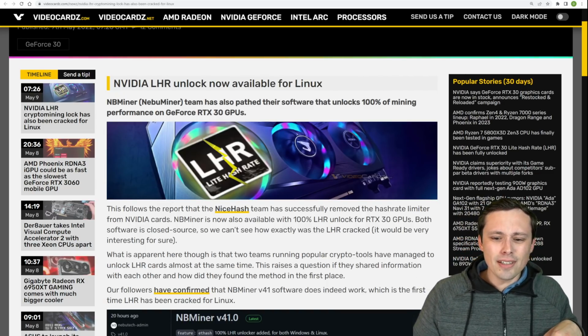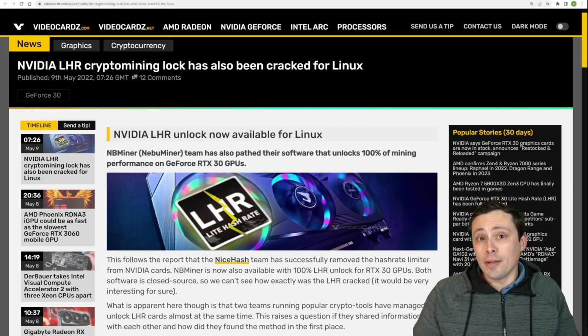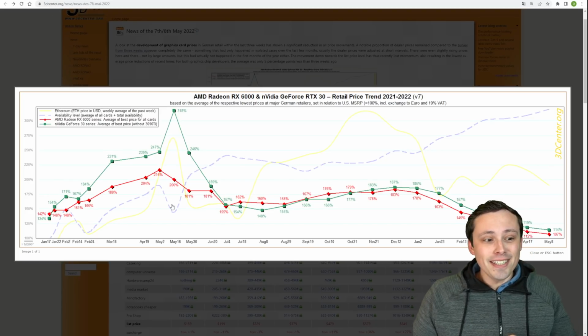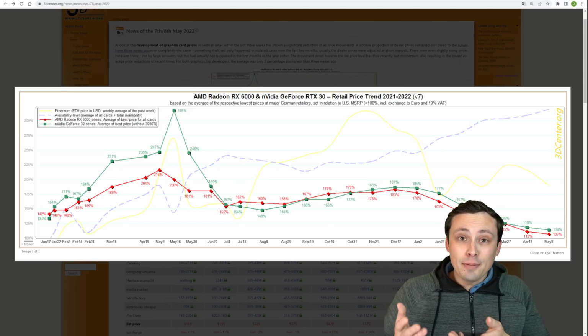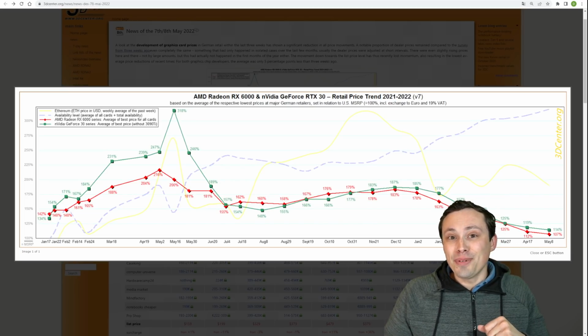Now, it seems a little bit weird to me that two different mining software teams have managed to crack the LHR at exactly the same time. Maybe they were working together or somehow shared information, so maybe it's not weird. But if you're more of the conspiracy mind, if NVIDIA sees their value going down on their cards, but wants to keep it up, maybe adding an extra 30-40% to your mining ability is a good way to keep prices up.